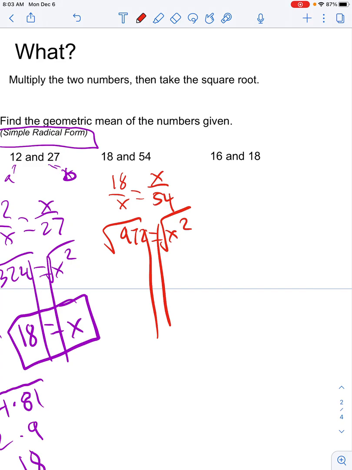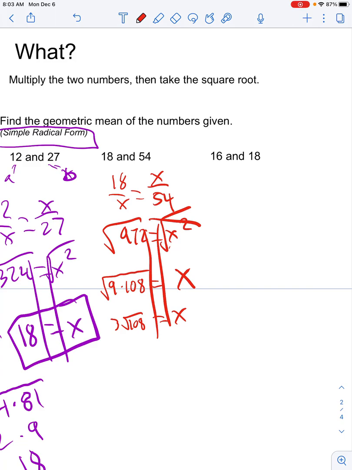Does 5? Well, 4 would work, but 5, no. 9, I think 9 works. So I'm going to try 9. And I'm going to say, all right, this is like saying the square root of 9 times 108 is equal to the square root of x squared, and the square root cancels out the square, so all you're left with is x. We know that the square root of 9 is 3. So now I have 3 times the square root of 108.